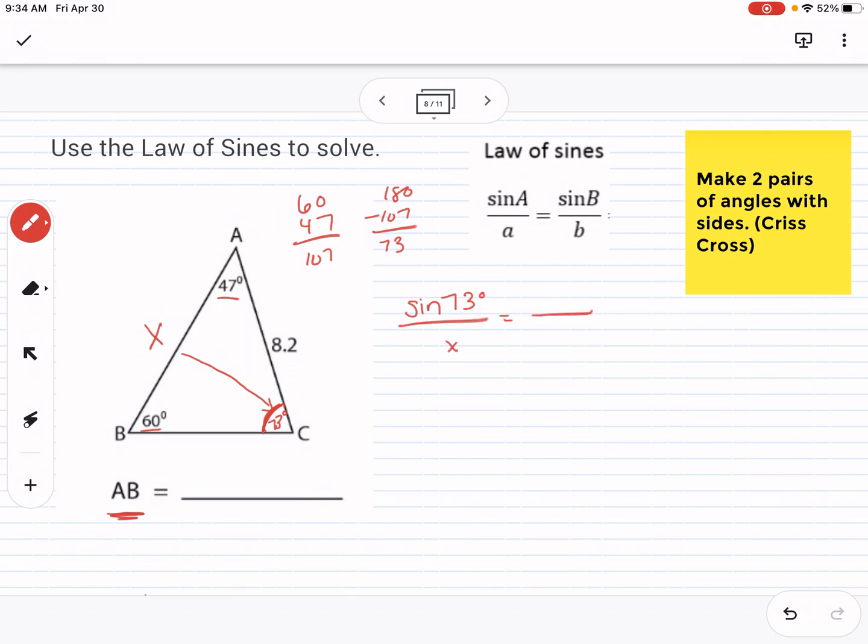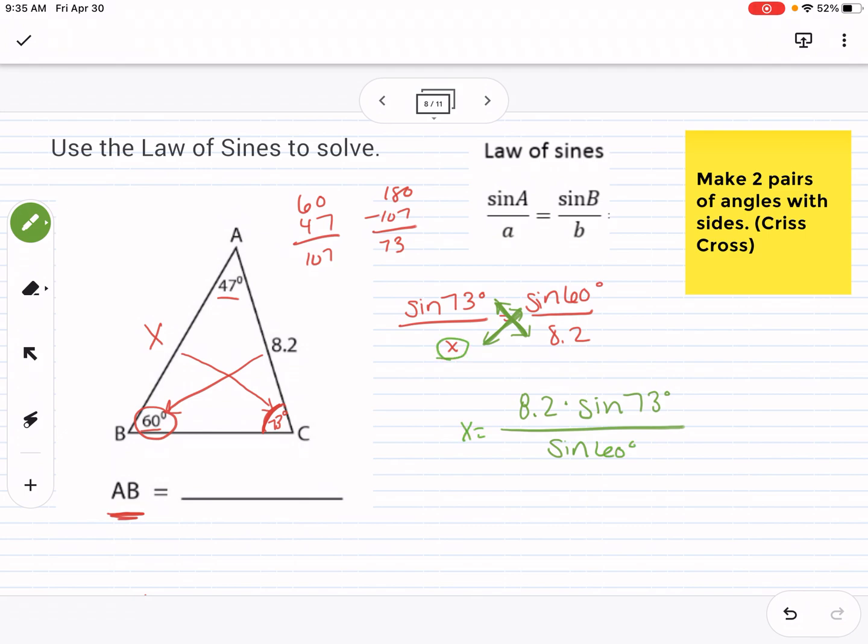And for my other ratio, I need to pair another side with an angle. The only other side we know here is 8.2, so we can pair that with the 60 degrees. So sine 60, because angles go on top, over 8.2. From here, we're going to cross multiply the ones we do know. So I'm going to do 8.2 times sine 73, and then you divide by the one that's across from x. So we'll divide by sine 60 to get our answer for x.